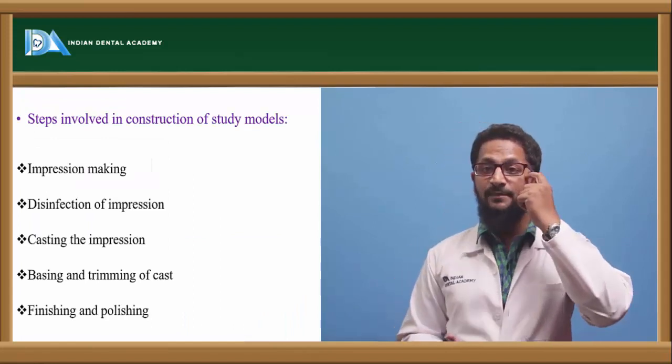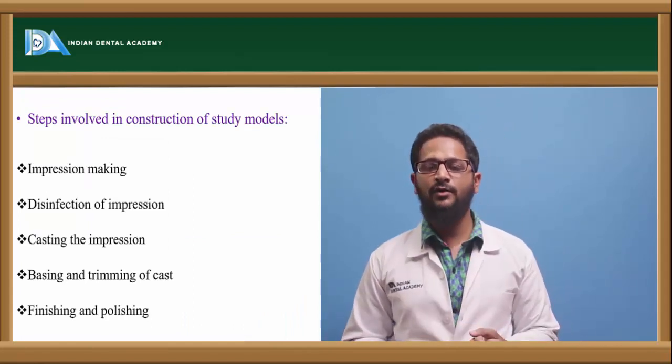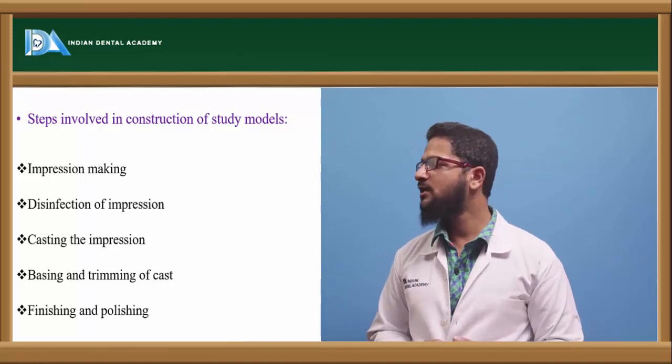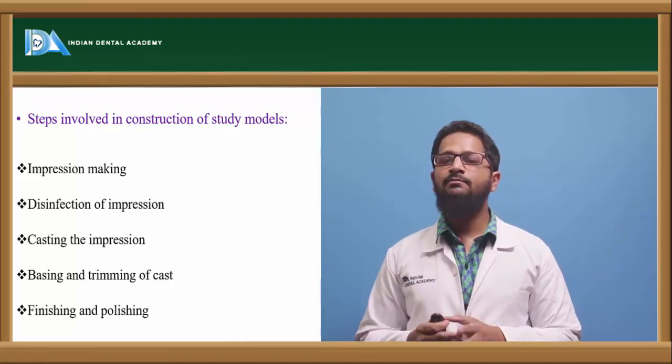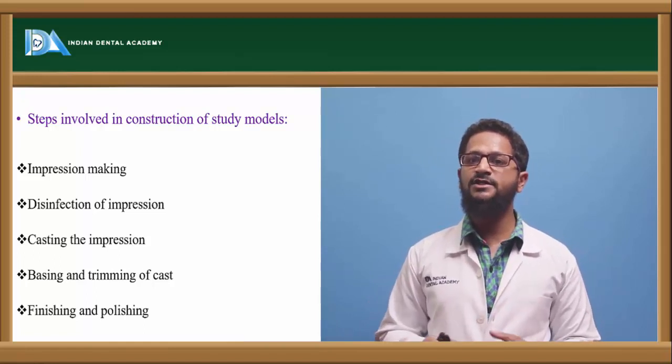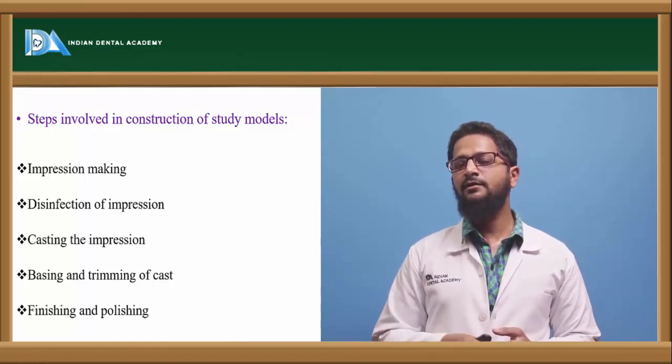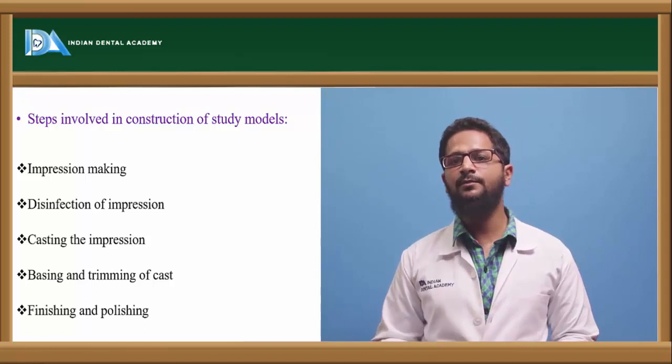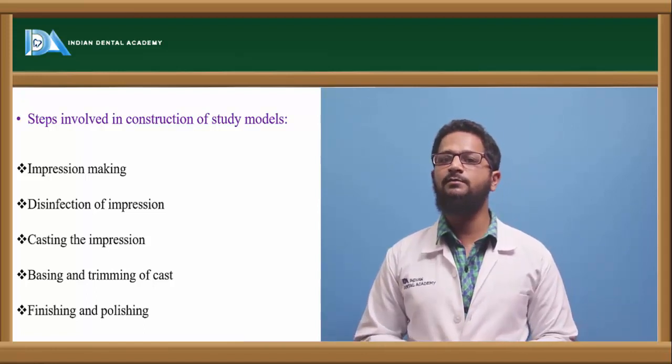There are a number of steps involved in developing these study models. First is impression making. Impression making is the main gist. It should be taken very accurately, because if the impression is not proper, then the study model we develop will also not be proper. So proper impression making is very important.